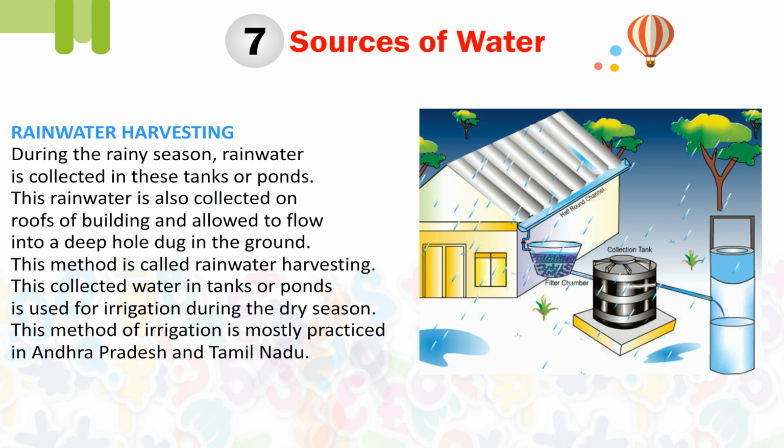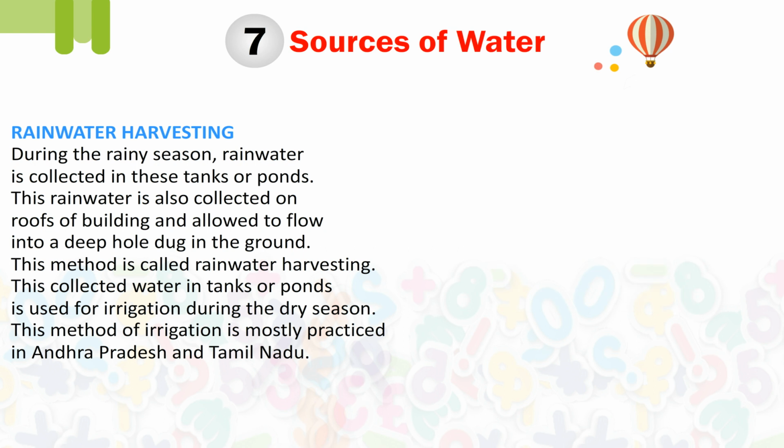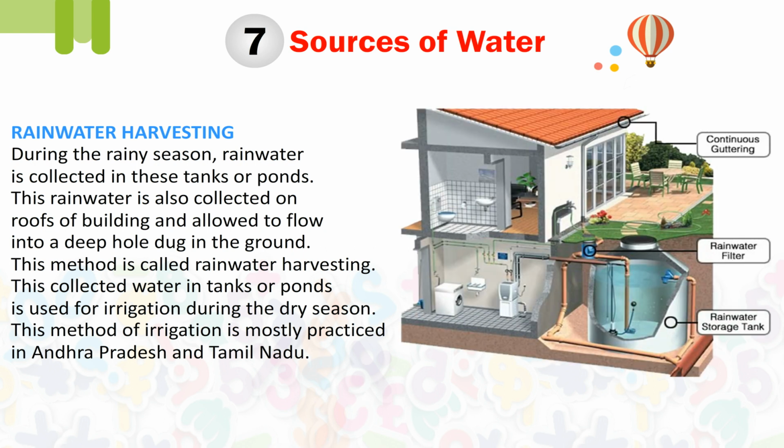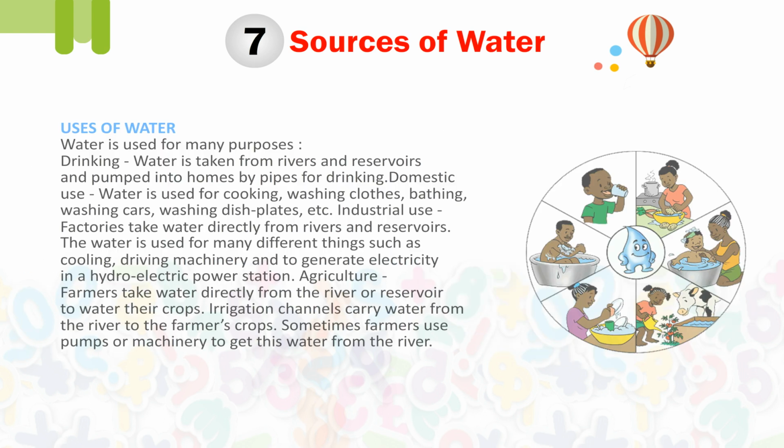Rainwater harvesting. During the rainy season, rainwater is collected in tanks or ponds. This rainwater is also collected on roofs of buildings and allowed to flow into a deep hole dug into the ground. This method is called rainwater harvesting. The water collected in tanks or ponds is used for irrigation during the dry season. This method of irrigation is mostly practiced in Andhra Pradesh and Tamil Nadu.